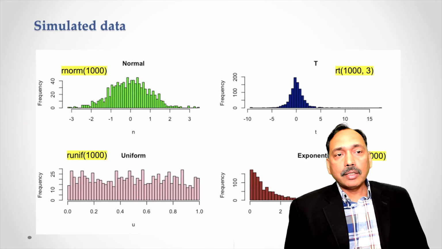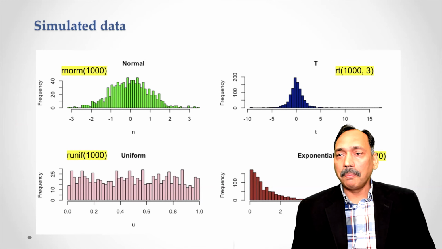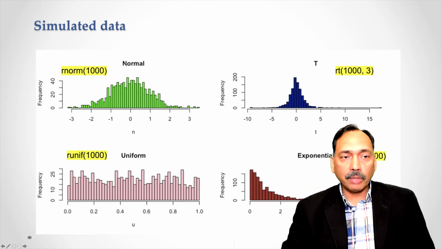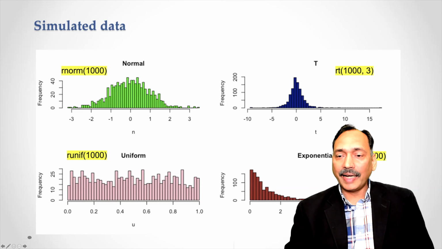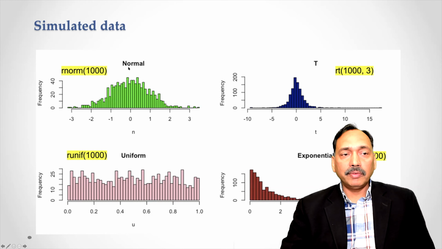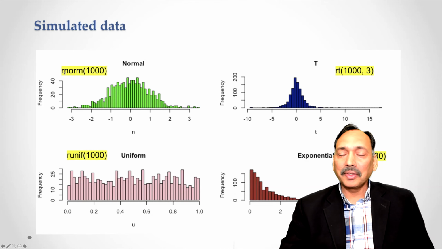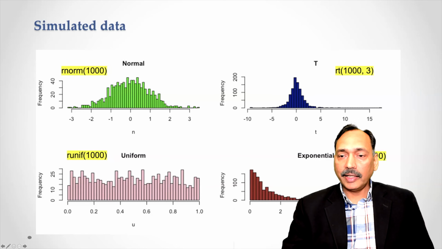So R allows us to actually simulate data from these kinds of distributions in statistics, and some popular distributions are normal, t-distribution, uniform, and exponential. Exponential is usually right skewed. So you can generate random numbers from each of these distributions using just R and then the name of the distribution, like NORM for normal, T for t-distribution, UNIF for uniform, and EXP for exponential.